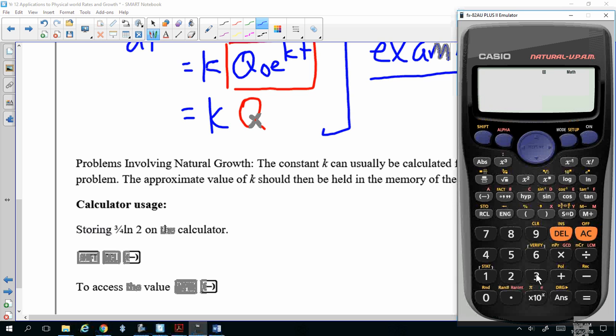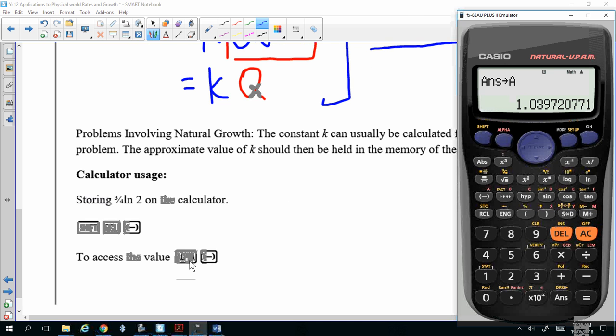Let's revise this. So let's type in 3 over 2 times ln 2. Right? So in this topic, you will get a lot of these numbers, which you can't change to a fraction. So I want to store that. And to store this, you look at this result, shift RCL negative. So press shift RCL negative. So it stores into the variable A. And to access that variable, you press alpha negative. That gives you the A. So if you press equal, it gives you that number.